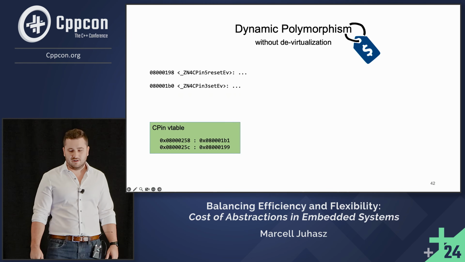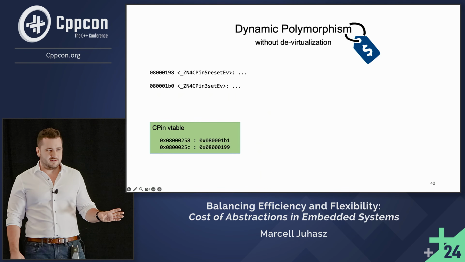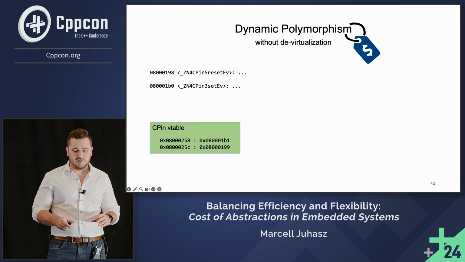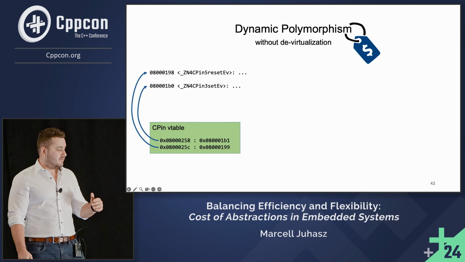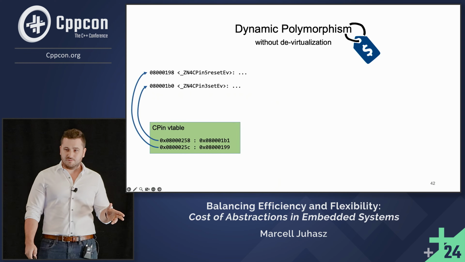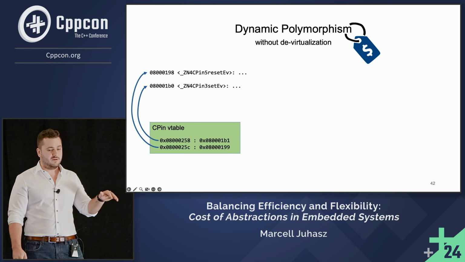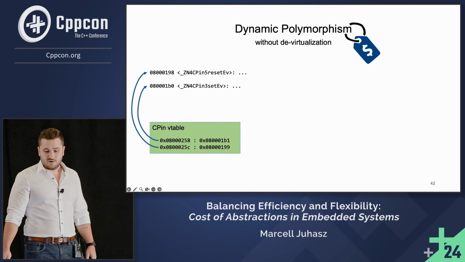If we further analyze the binary, we can also find the virtual table in the binary. So this virtual table is nothing magical. It's simply a block of memory somewhere in the binary, and it has the memory addresses of the virtual function implementations. So in this case, this is the virtual table of the CPIN class. It has pointers to the CPIN class's implementations of these virtual functions.